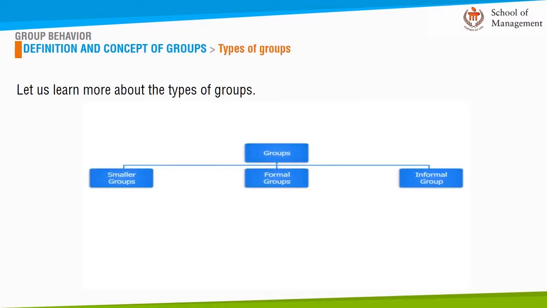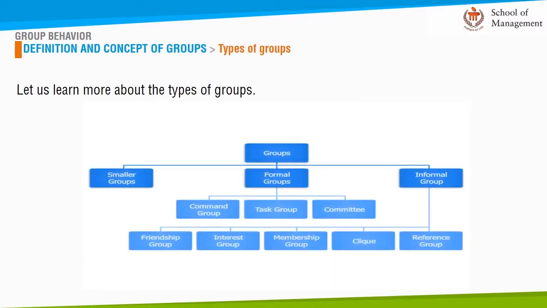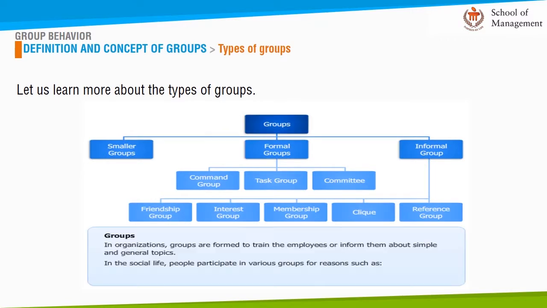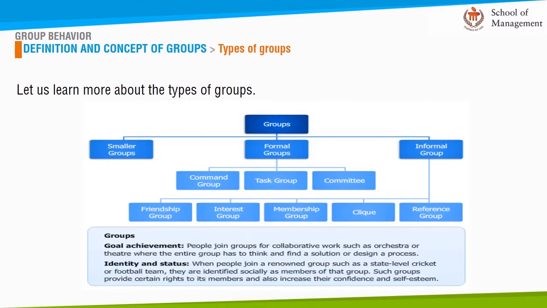Let us learn more about the types of groups. In organizations, groups are formed to train the employees or inform them about simple and general topics. In social life, people participate in various groups for reasons such as goal achievement. People join groups for collaborative work such as orchestra or theater, where the entire group has to think and find a solution or design a process.